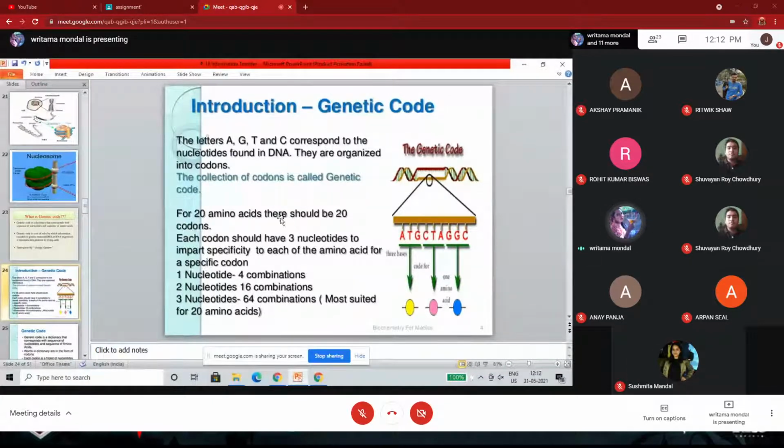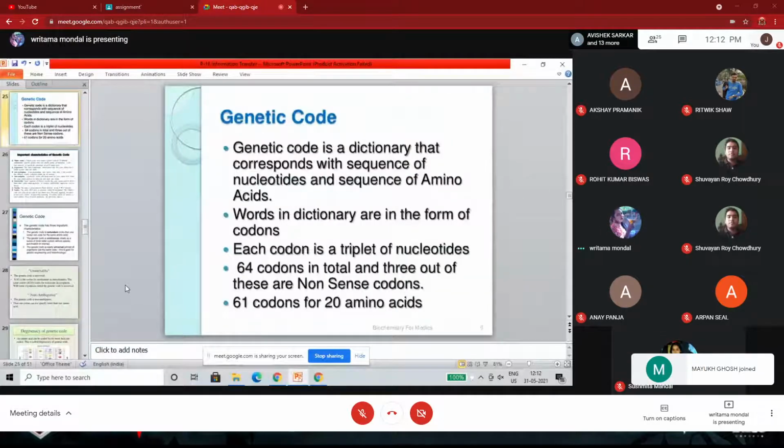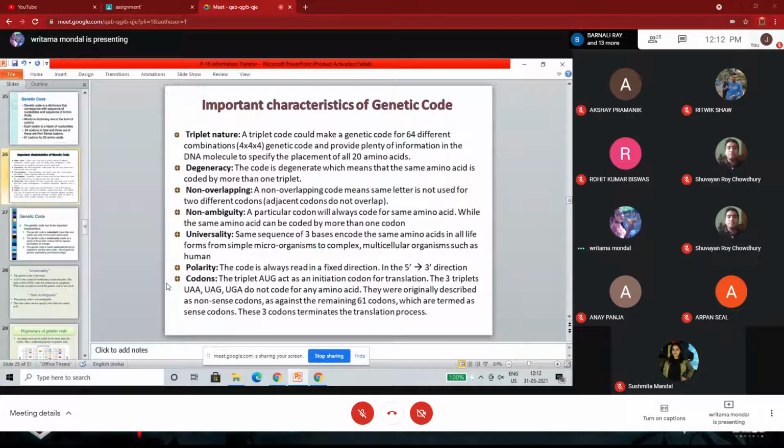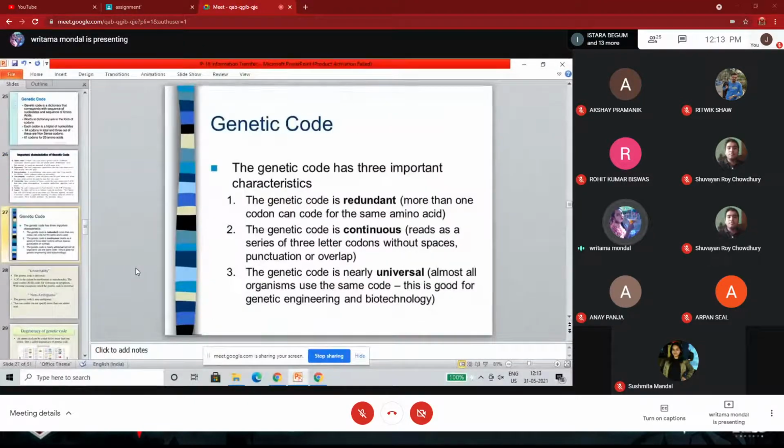We have read this. 20 amino acids are there, and for the 20 amino acids there are 61 codons. 64 in total, but among them 3 are nonsense or stop codons. The characteristics of the genetic code we have studied in your study class.